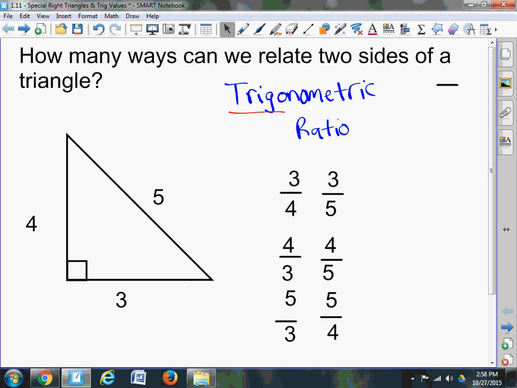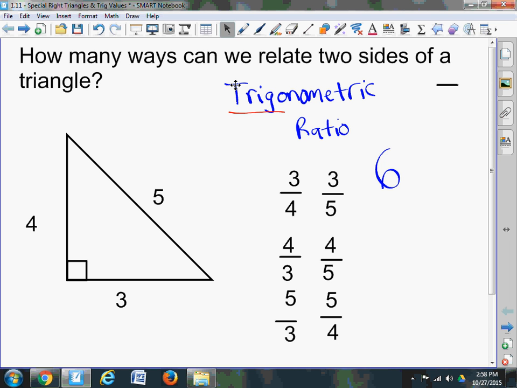So there's no other way to write these ratios and come up with a new ratio. All right, so this is all possible combinations. So there are 6 different ways. So to answer it, how many different ways can you do it? There's 6 different ways, and that's why there's 6 trig functions now, or trig ratios.